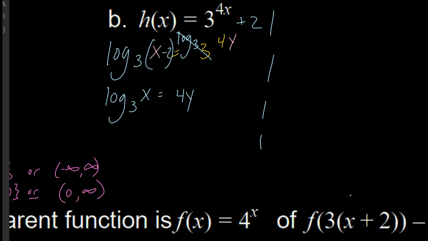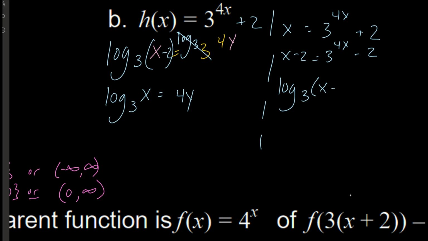Okay. So if we had this, the 2 is not in the exponent. We have to subtract it over first, right? So it'd be x minus 2 is equal to 3 raised to 4x. Now we log both sides. So it'd be log base 3 of x minus 2. That minus 2 is with the log because I'm logging the entire left-hand side, equal to 3 raised to 4x.